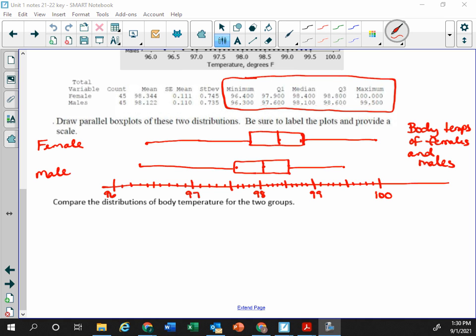Compare the distributions of body temps for the two groups. So that basically means go through the entire CUSP. We're going to talk about center, shape, spread, unusual features, but in a comparison, not just individually. Okay? So it's kind of like 2 in 1. So let's do the center first.